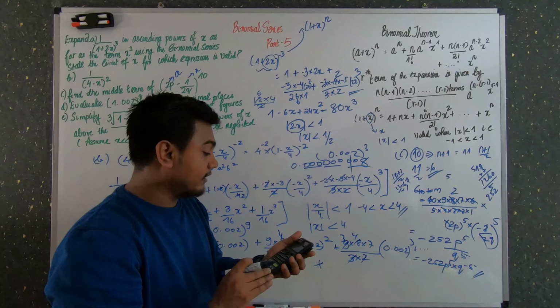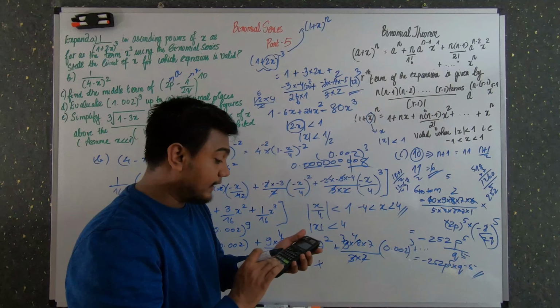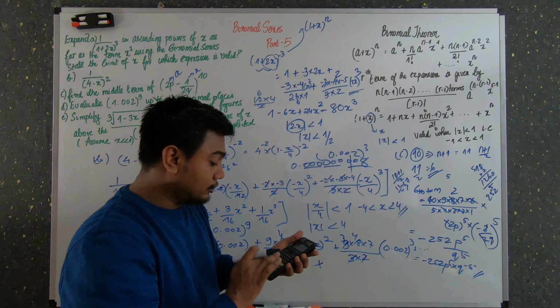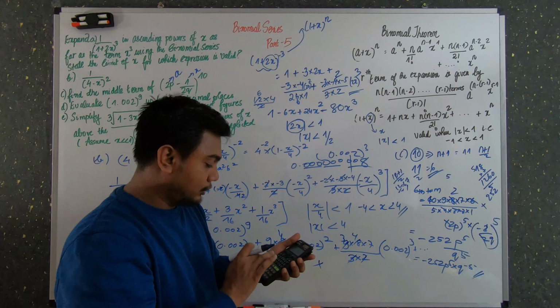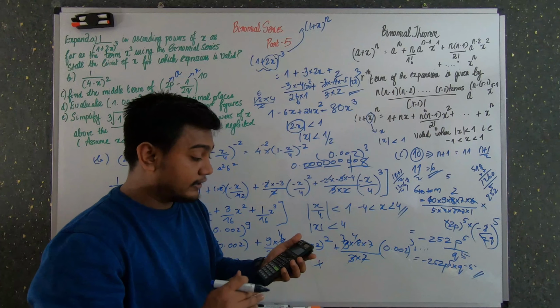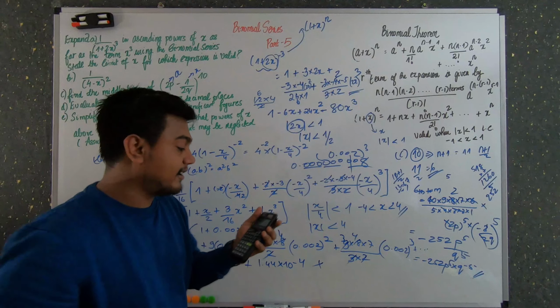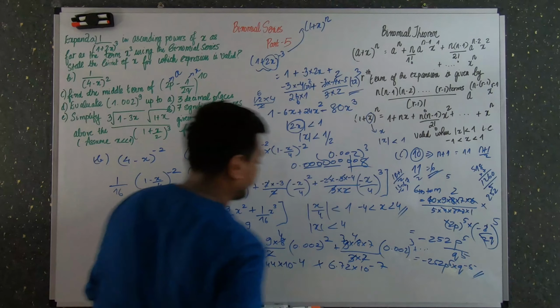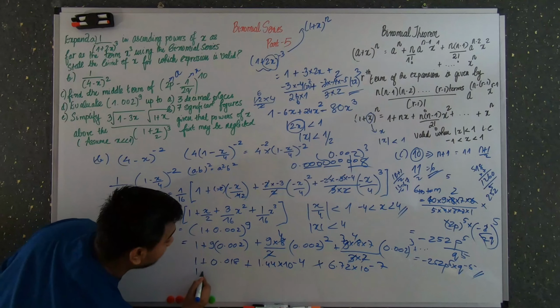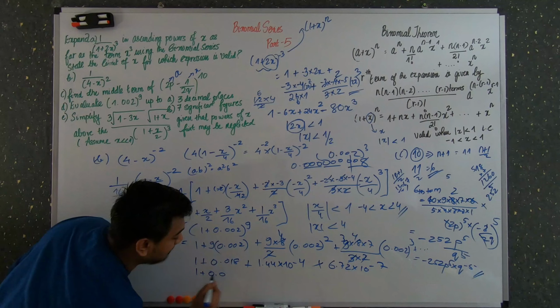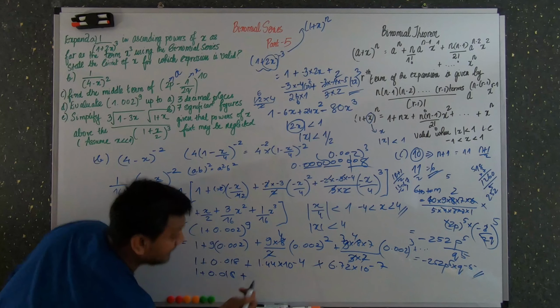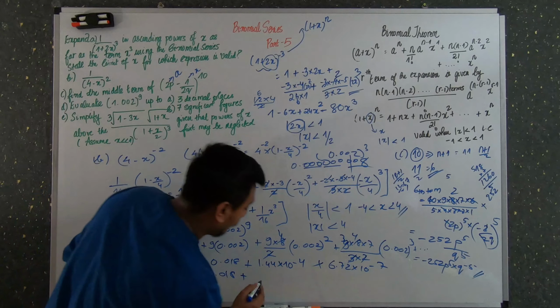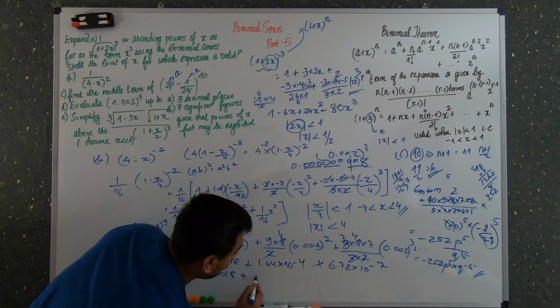What is it? 8 into 10 raised to minus 9. As I said, again, what do you have to write? Into 3 into 4 into 7. What is it? 6.72 into 10 raised to minus 7. Okay, let's expand this. 1 plus 0.018 plus 1.44 into 10 raised to minus 4 plus 6.72 into 10 raised to minus 7, so it is 1.014.